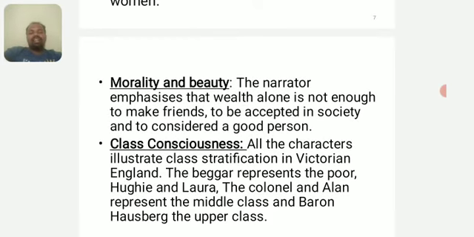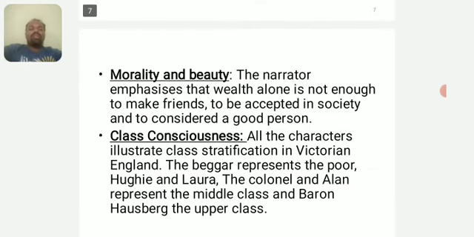The last and a very important theme is class consciousness. All the characters illustrate class stratification in Victorian England. As we see in our country in the present scenario, we find different classes and different categories, right? In those days, in the Victorian age also, class stratification was there. The beggar represents the poor, Huggy, Laura, the Colonel and Alan represent the middle class, and Baron Hausberg the upper class. So all categories of people were in the Victorian era.